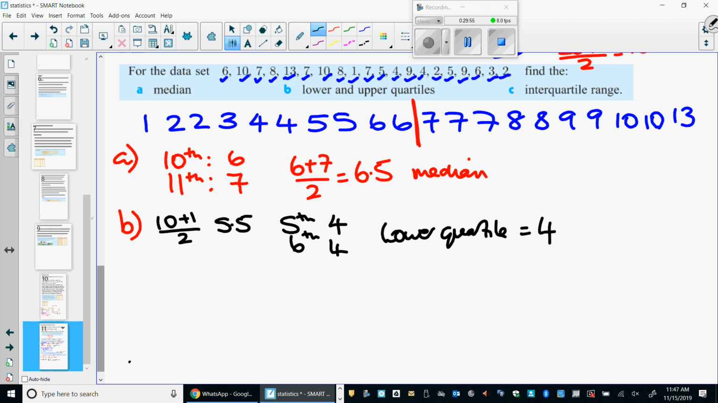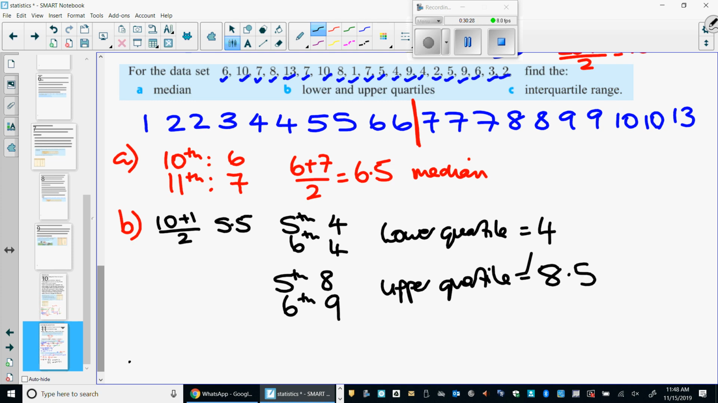Okay, so that's my lower quartile. I'm going to do the same thing again with my upper quartile. I'm finding the 5th and the 6th position. Now starting counting here as 1: 1, 2, 3, 4, 5. So my 5th position is 8. My 6th position is 9. So my upper quartile is halfway between those two. What's halfway between 8 and 9? 8.5.